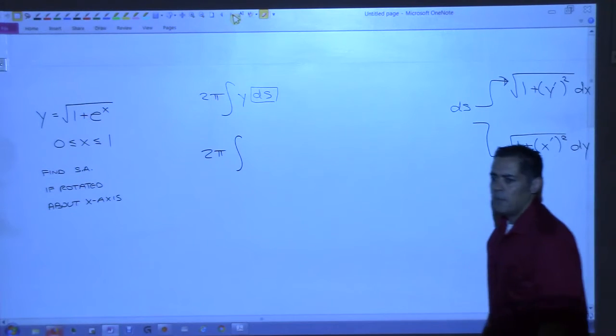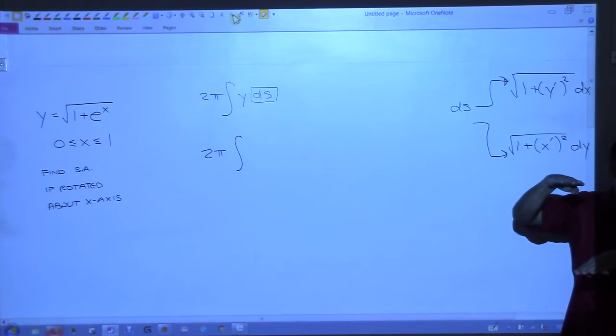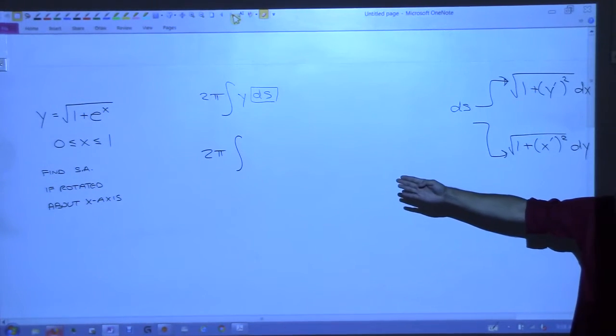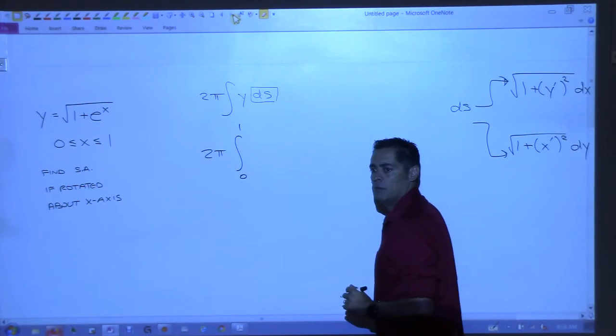Now, what about my limits of integration? I'm integrating with respect to x, so my limits of integration have to be x values. And I'm actually given x values, aren't I? 0 to 1. So I can go 0 to 1 here.